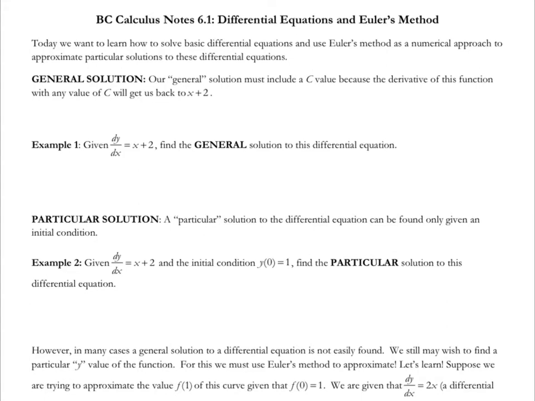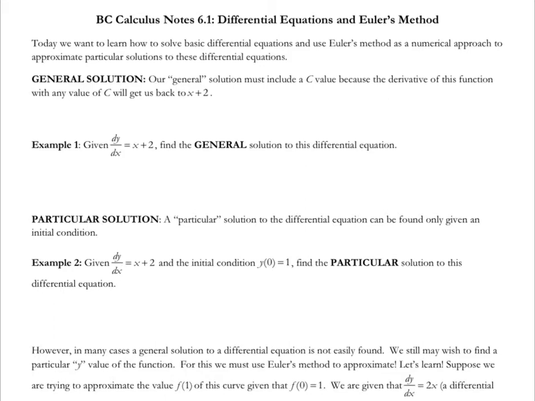Alright, in this video we are going to learn two things. The first thing we're going to do is review how to solve differential equations using the method of separation of variables that we talked about in the first part of 6.1. And we're going to spend most of our time learning about something called Euler's method, which is basically a method of how to approximate a particular solution to a differential equation.